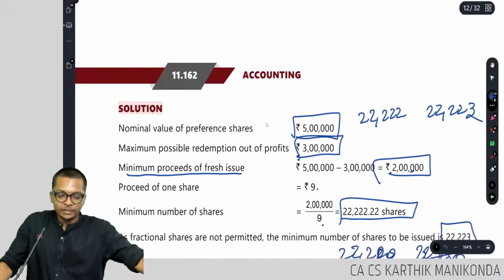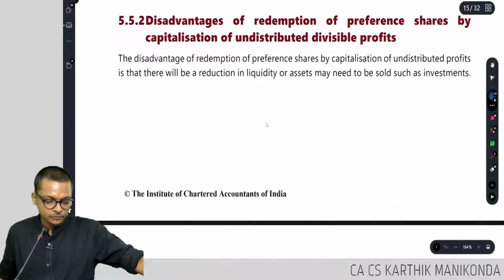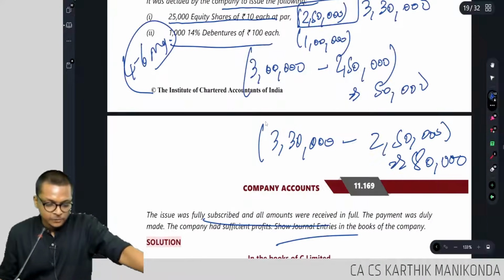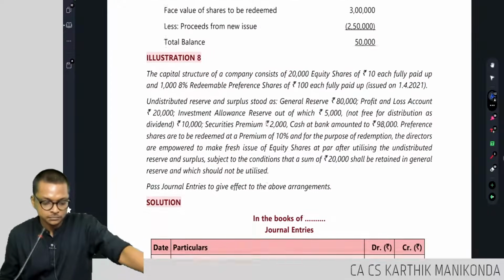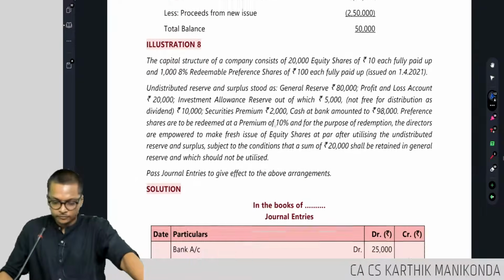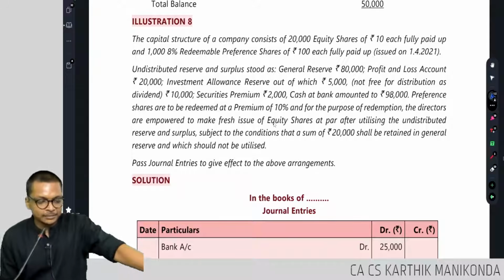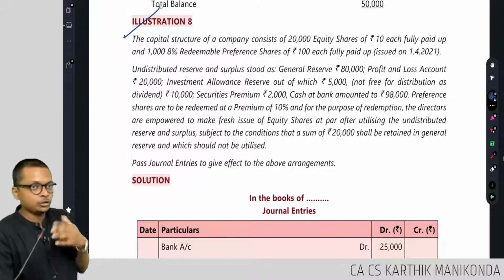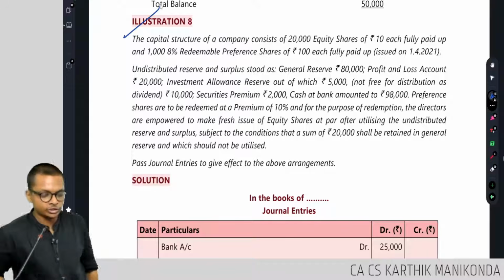So illustration 4 is done. 5 we finished. 6 also over. 7 also over. 8, 9, 10 now. How many are there totally? 3 more. Okay. This sum, let's do illustration 8. Why I am not solving, writing every sum, just to save time. Explaining, going through the solution.